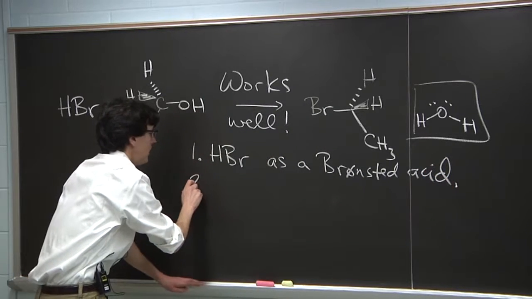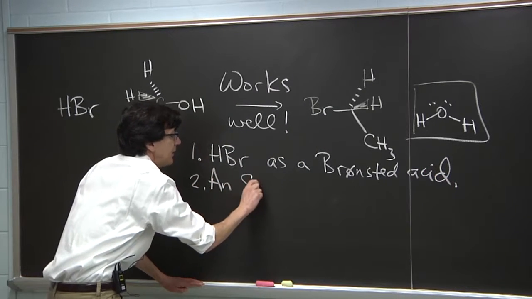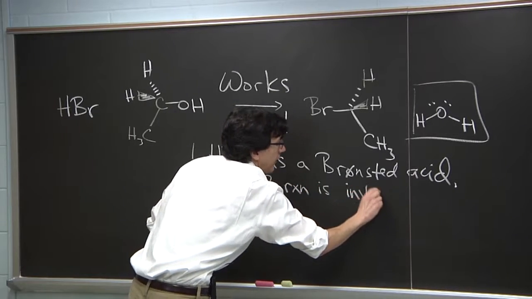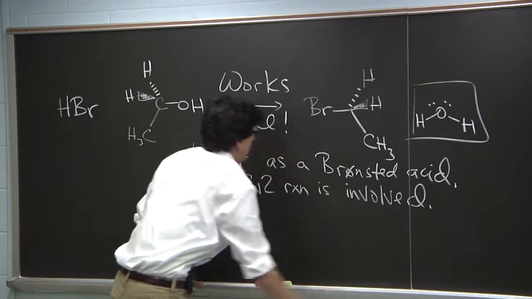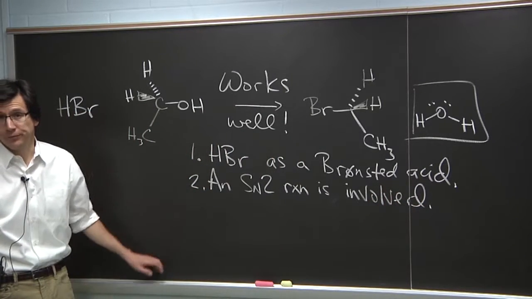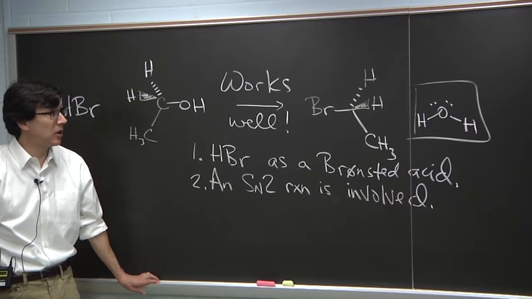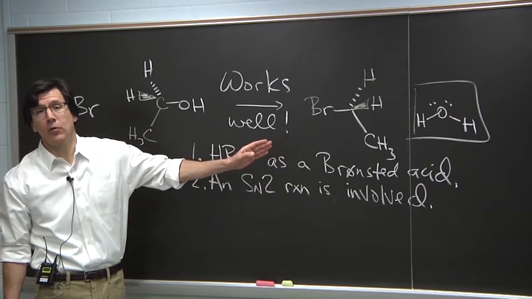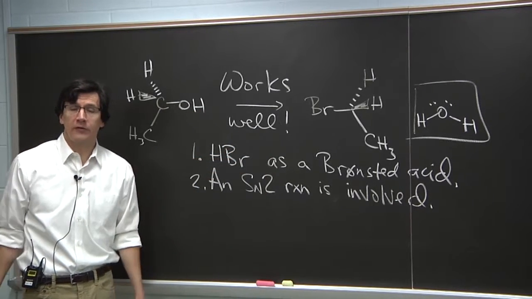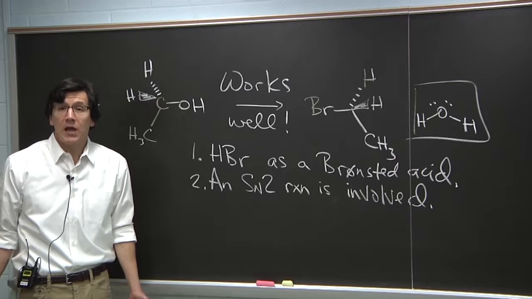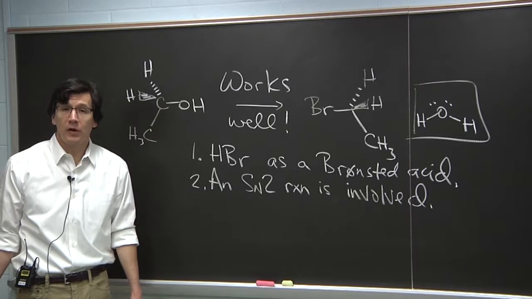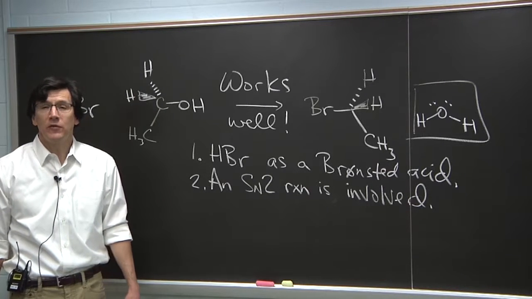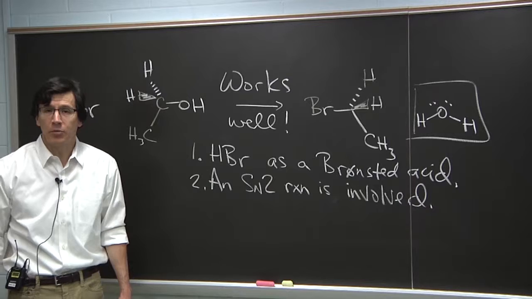And second of all, an SN2 reaction is involved. And in this order, too. So maybe those hints can lead you along a path, propose a rationale for how this might work. Don't forget what we learned in the last problem, that the problem we had in the previous example was hydroxide, HO-, is a terrible leaving group. So maybe we've done something to get around that problem here.